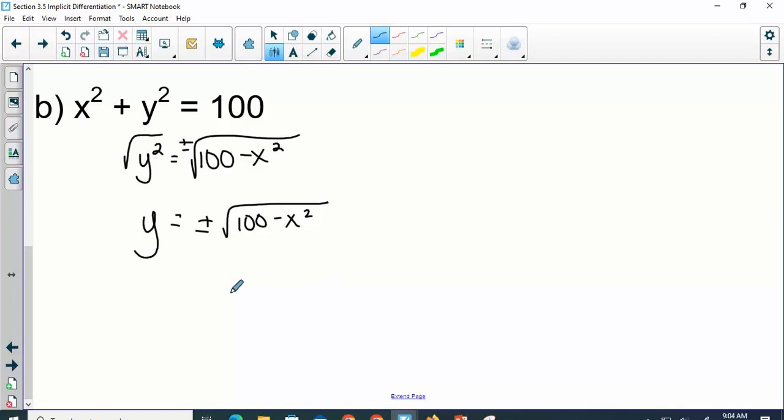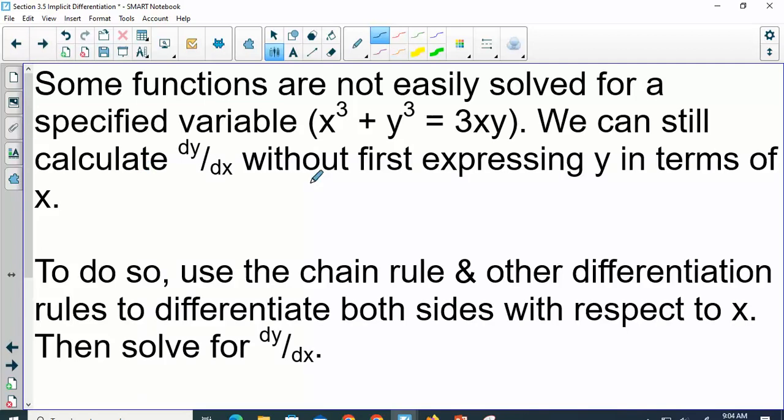So both of these wouldn't be too bad to do a derivative because we could solve for y. We have that option. We could get the y by itself and then do our derivative like we have been. However, that's not always the case. If I gave you x cubed plus y cubed equals 3xy, could you get that to be y equals something with no other y's in that equation? Probably not. So this one, I can't solve for y. It's impossible. But I still need to be able to do the derivative.